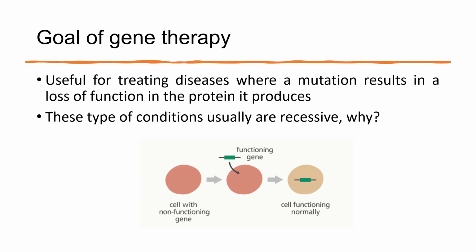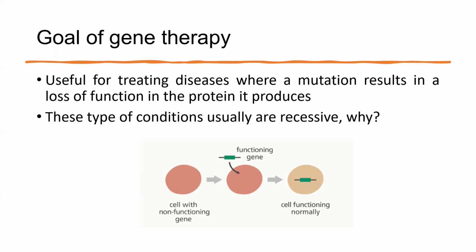This typically only works if the condition is recessive, okay? Because if the condition is dominant, it doesn't matter how many good copies you supply, the dominant mutation will cover all of them up. That's the meaning of dominant, right? Dominant means you only need one copy for it to show up. So that's why it wouldn't work for a dominant condition.